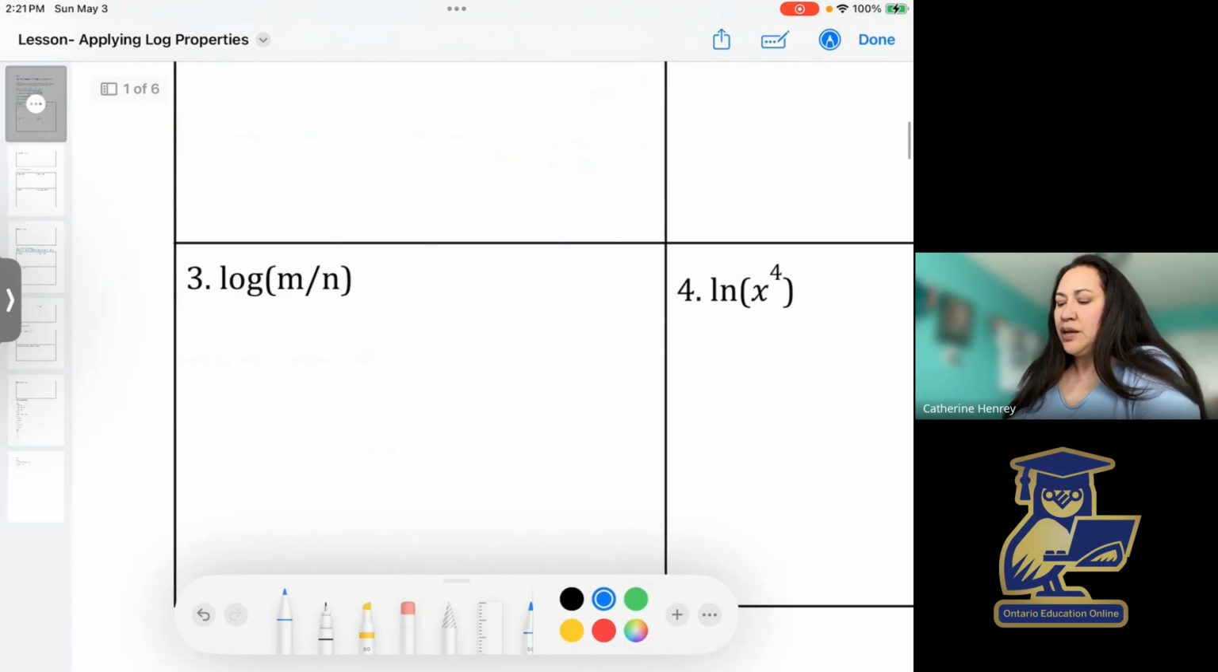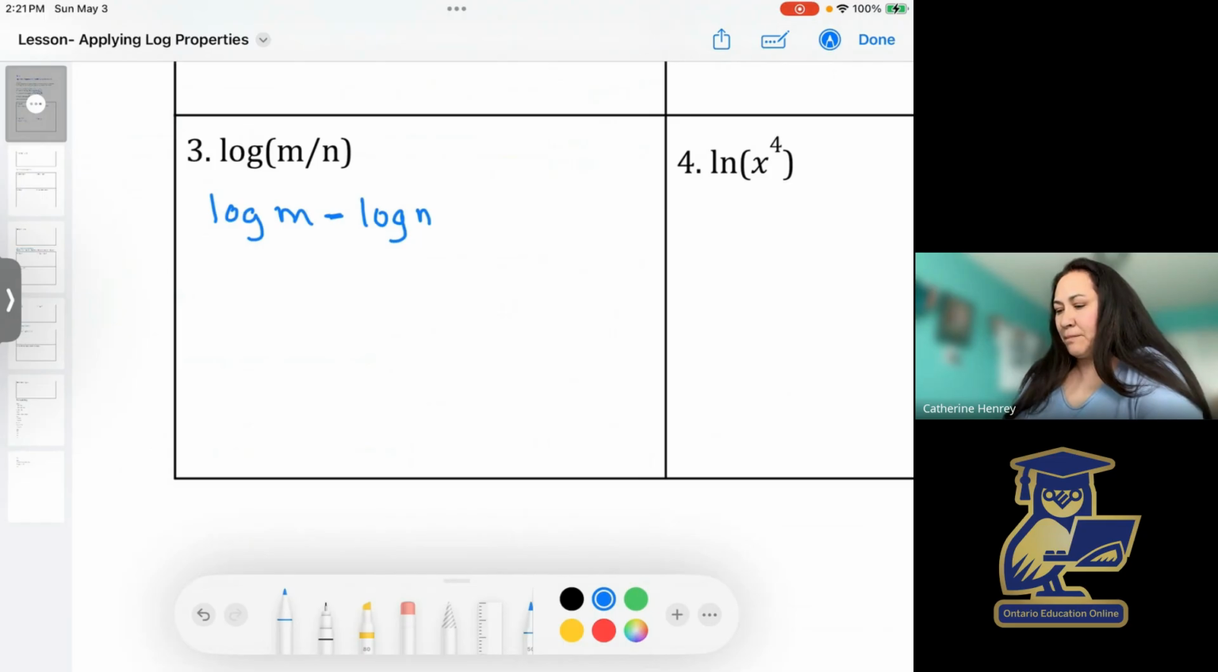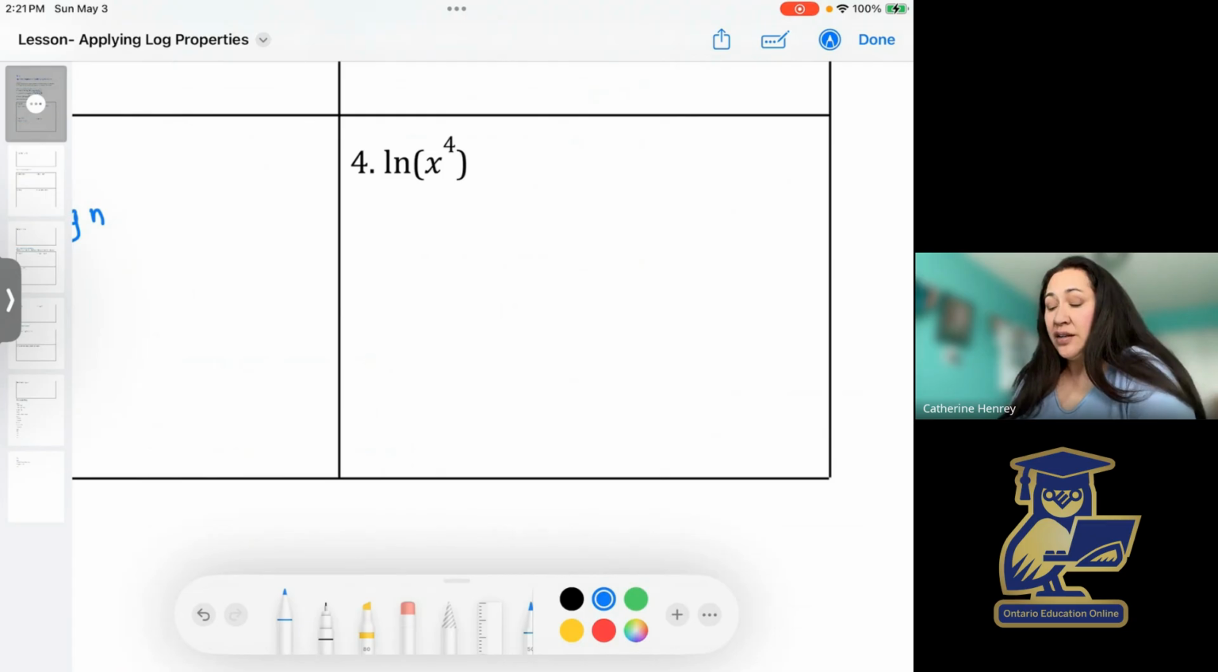Next, example 3. This happens to be a quotient example. So this is going to have the terms log of m separated by a minus log of n. Number 4, we have something called ln, and it's the natural log, but the properties still apply. So this is the ln of x to the power 4. We pull the 4 out, and it becomes a coefficient of the ln of x.